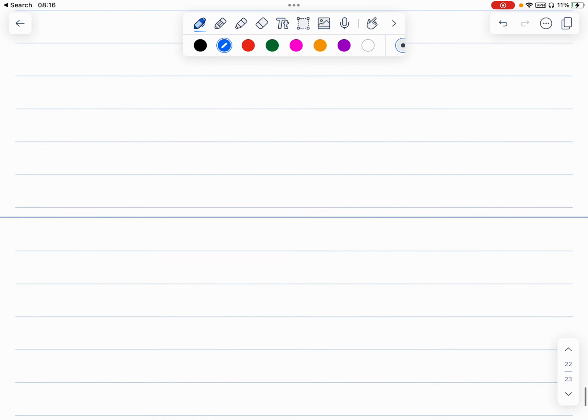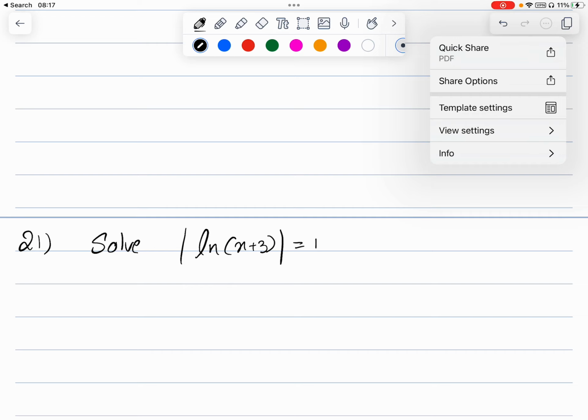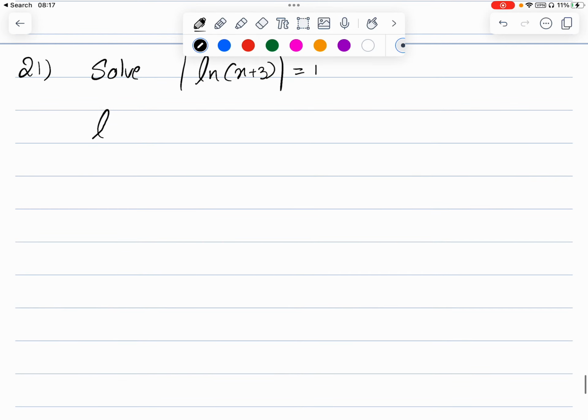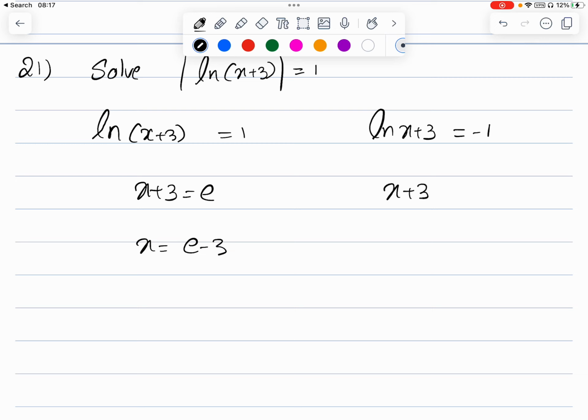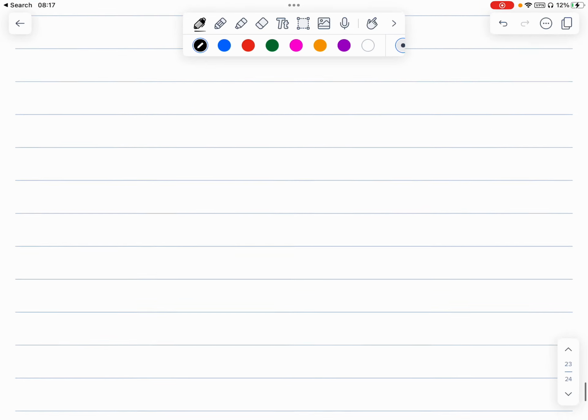Question number 21. Solve |ln of (x plus 3)| equals 1. So what does that become? So ln of (x plus 3) equals 1. Whenever it is absolute value, x plus 3 should be equal to either positive 1 or negative 1. So x plus 3 equals e, x equals e minus 3. x plus 3 equals e power negative 1, x equals e power negative 1 minus 3. These are the two values. Absolute value means it can be either positive or negative.